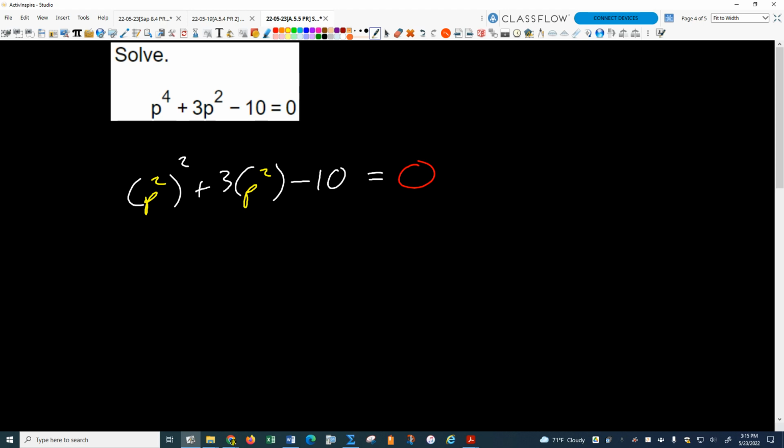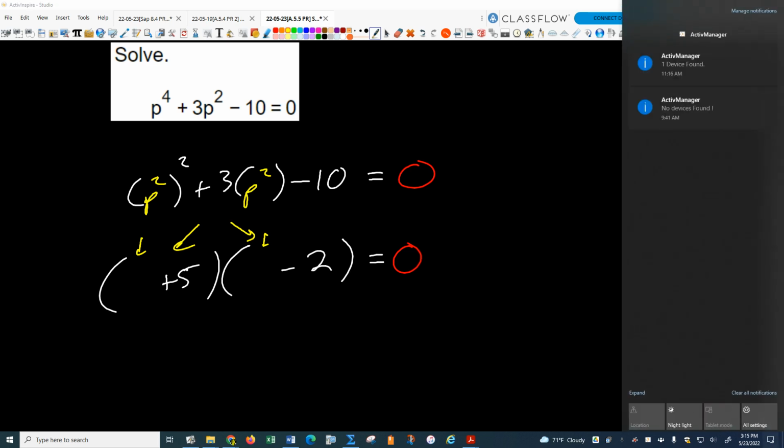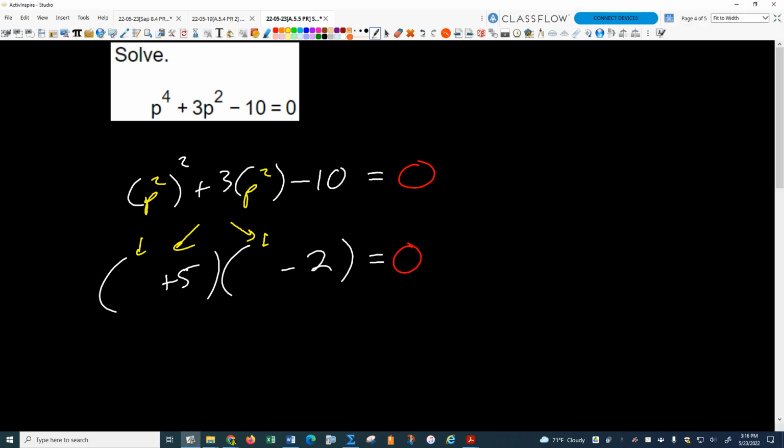Okay. So then this would split up into the magic numbers plus 5 and minus 2, but what has to go there and there? p squared, yeah. Instead of just being a plain old x, it's going to be whatever this quadratic was in pieces of, which is p squared.